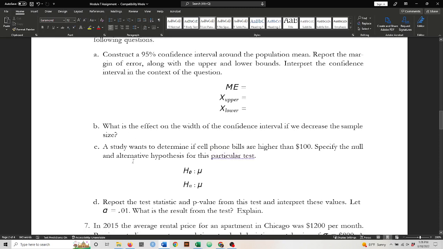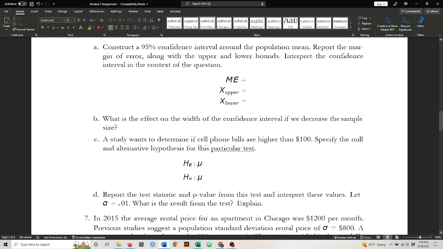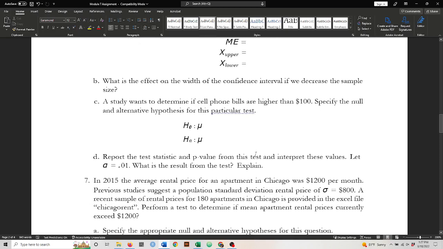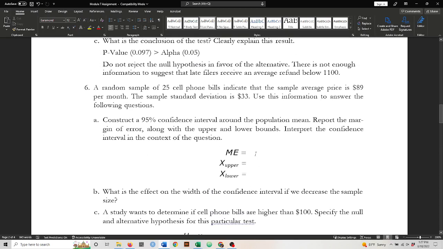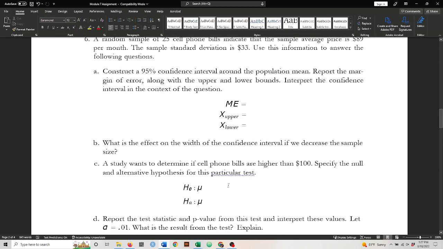I'm going to go ahead and skip to part C. A study wants to determine if cell phone bills are higher than $100. So we'll specify the null and alternative hypotheses and we'll do the test here in a second. All right. Now, we can set up this test. The test wants to determine if your cell phone bill is greater than $100. We'll specify the null and alternative for this one.